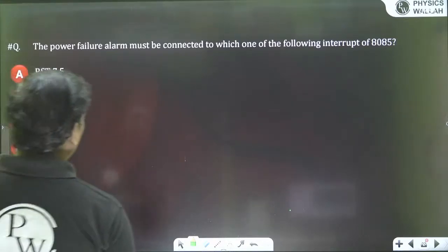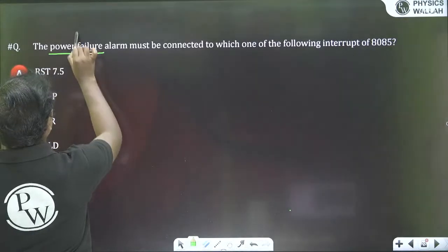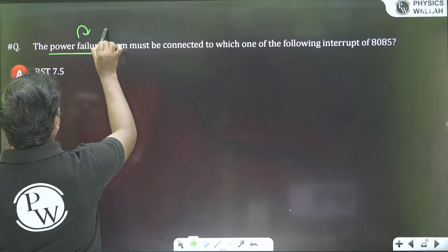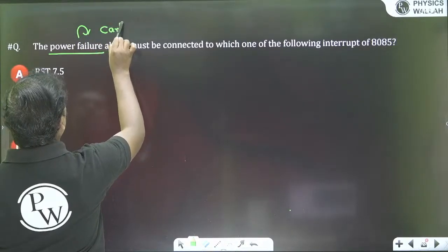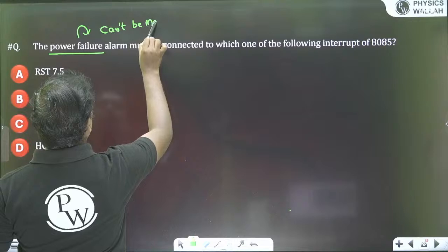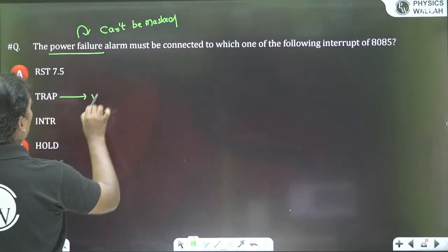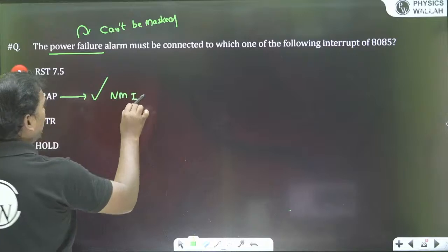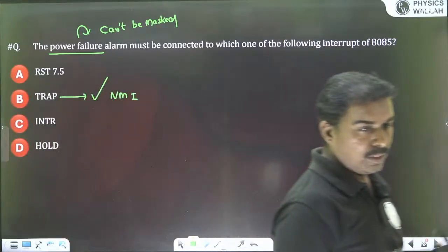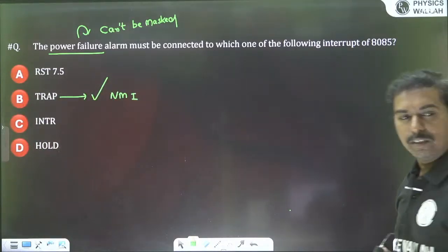Power failure is very, very important, right? Power failure is non-maskable. We cannot prevent it. We cannot mask it. Power failure cannot be masked. So it is a trap. So it is a non-maskable interrupt. Option B is the right answer. जितने लोग लगे मुझे एक बार confirmation दे दीजिए बेटा. Option B is the right answer.